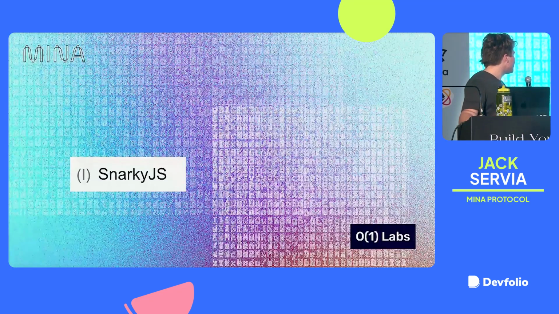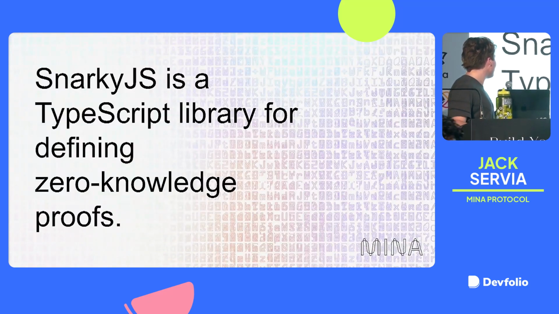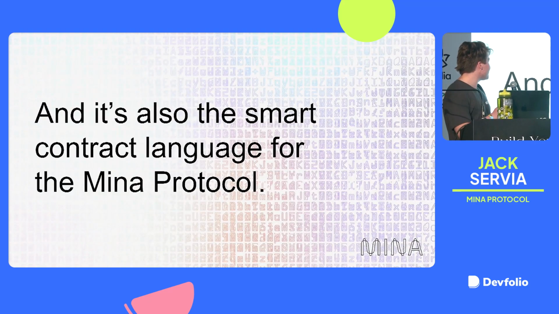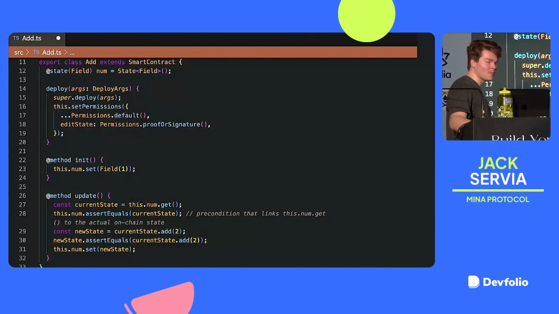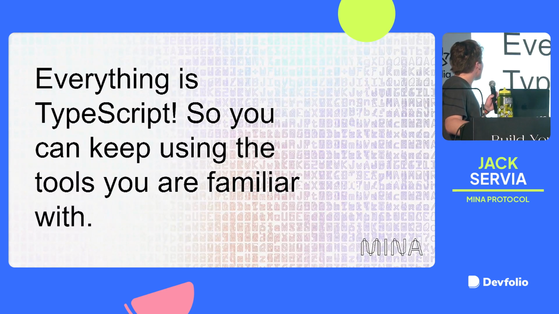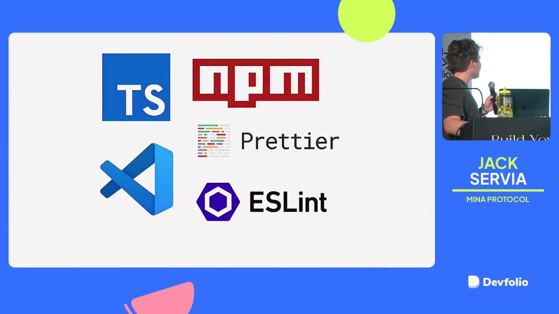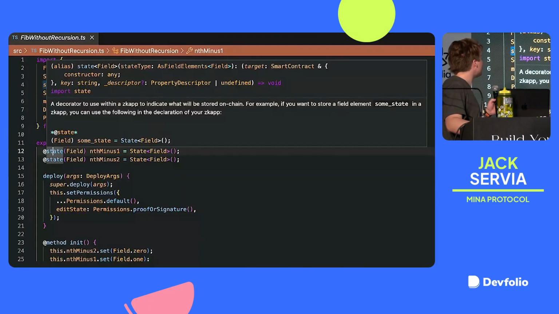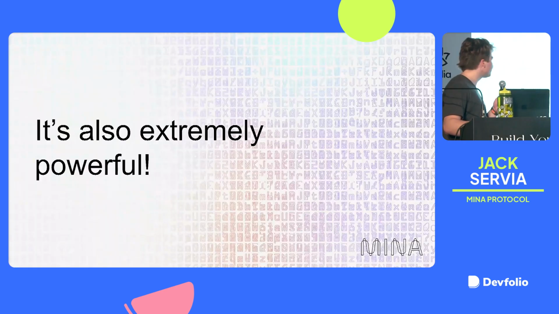OK, so Snarky JS. It's a TypeScript library for defining zero-knowledge proofs. And it's also the smart contract language for the Mina Protocol. This is what it looks like. Hopefully it looks like something that you can figure out, because it is something that you can figure out. Everything is in TypeScript, so you can keep using the tools you're familiar with, like NPM, Prettier, ESLint, VS Code, and it's very easy to learn. You can see here, the IntelliSense support is super good, so you can just dive into a code base, and if you're curious about what something does, hover over it, and you'll get a pretty good explanation.